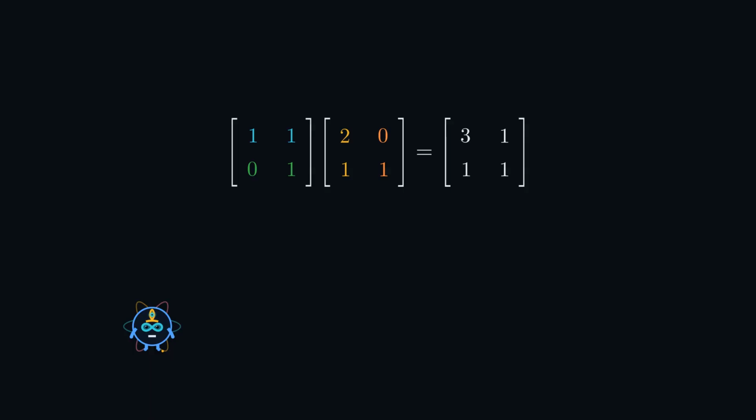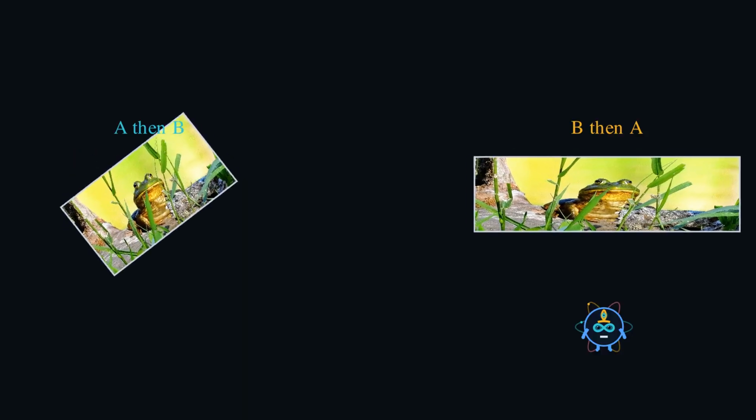Because each entry is a row, dotted with a column. Take the blue top row of A, dot it with the yellow first column of B. 1 times 2 plus 1 times 1 gives 3. The top left entry. Every entry is one of these little dot products. And here is the catch that trips everyone up.